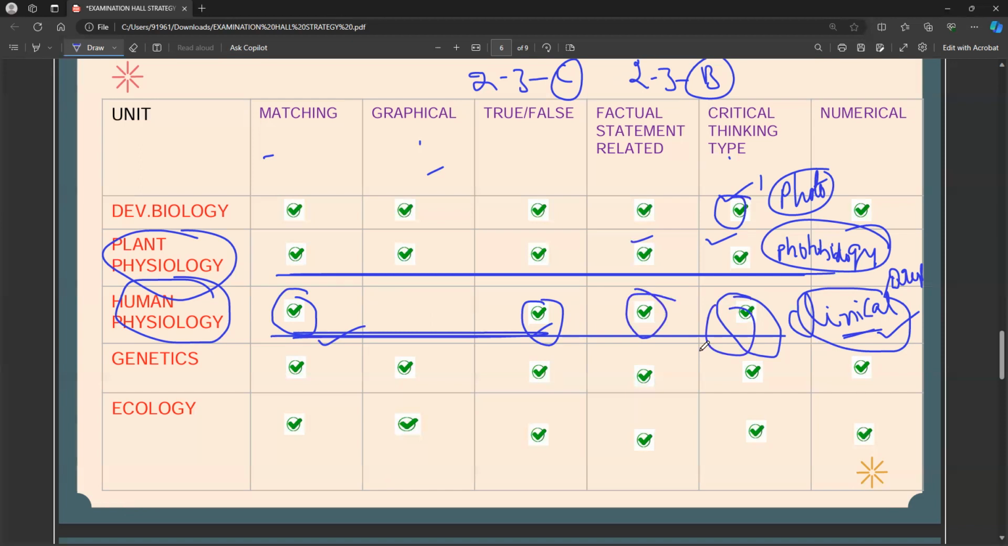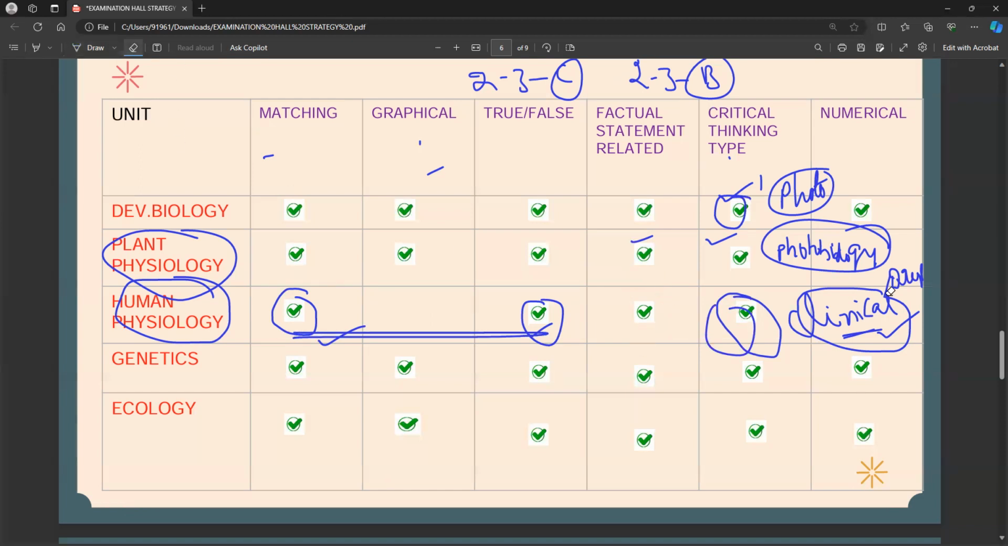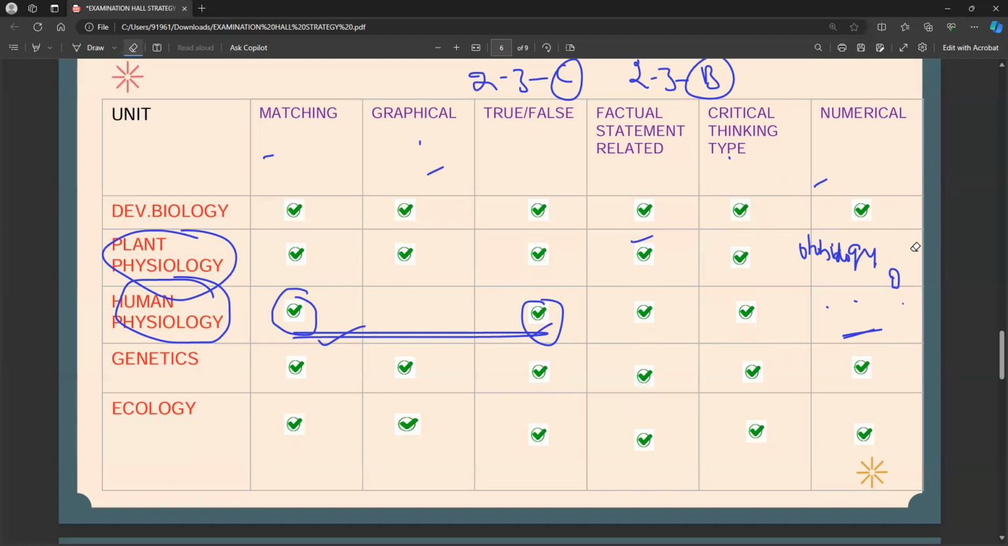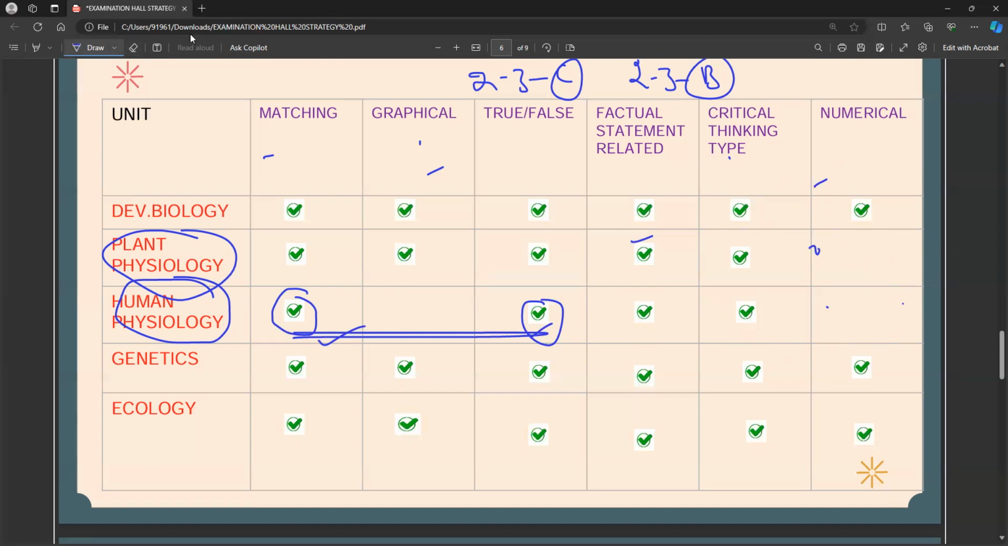If you are not a very strong zoology candidate, and you do not have very good knowledge of it, don't do experimentation. Don't do experimentation until you have good knowledge of the subject. So focus on this. If you know the subject, then come to the critical thinking type. Otherwise, don't come.